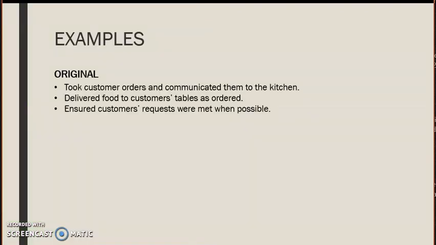So here are the bullet points we looked at in a previous video. Supposing you worked as a wait staff at a restaurant. Took customer orders and communicated them to kitchen staff, delivered food to customers' tables as ordered, ensured customers' requests were met if possible. So let's upgrade these with methods and purposes.